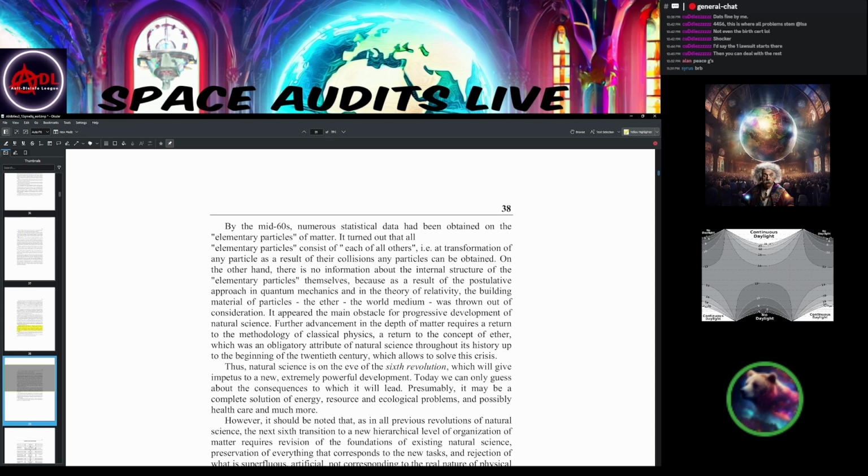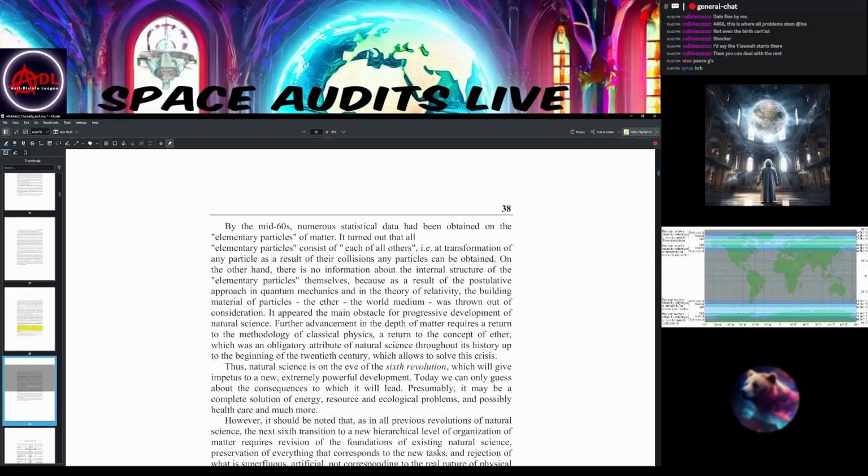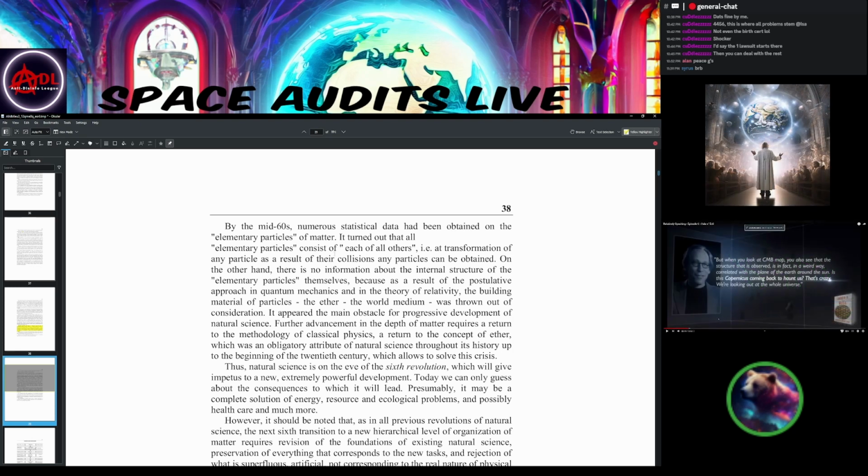It turned out that all elementary particles consisted of each of all the others, i.e., the transformation of any particle into any other particle can be obtained as a result of their collision.